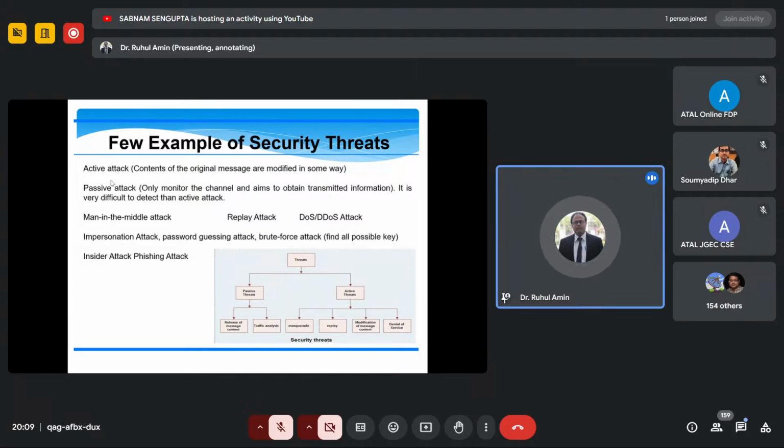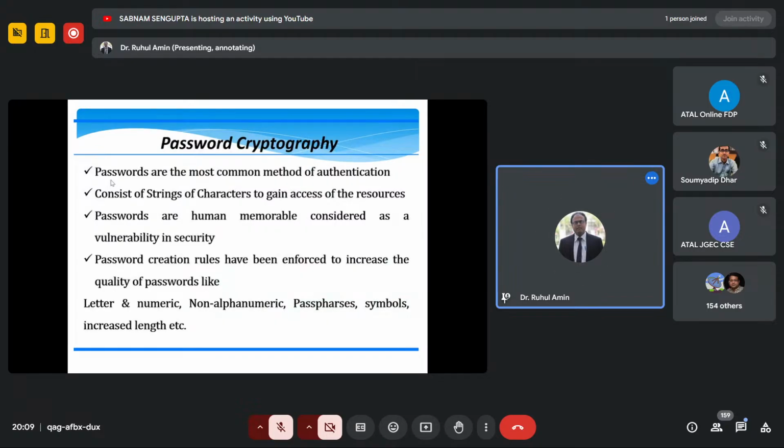And then brute force attack, which will try all possible keys, and the most important, the insider attack. And then there is the phishing attack. So these are just some examples to keep in your mind. I have considered only a few here, but there are several security attacks, and the attackers use their intelligence to break the security system. Now let's consider password cryptography. What is password cryptography?